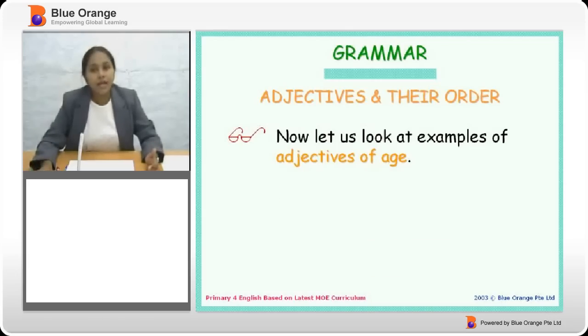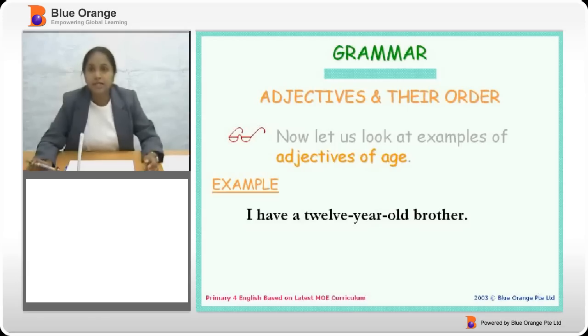How about adjectives of age? I have a 12-year-old brother. Instead of just saying I have a brother, we give more detailed information about the brother, who is the noun. And we tell you that he is 12 years old. So I have a 12-year-old brother. This is an adjective of age.